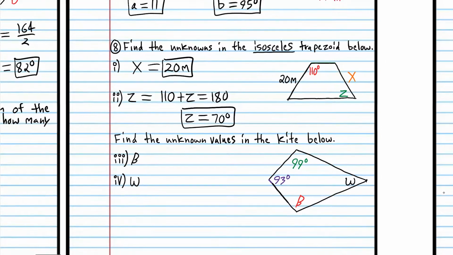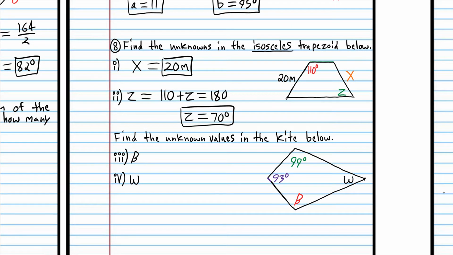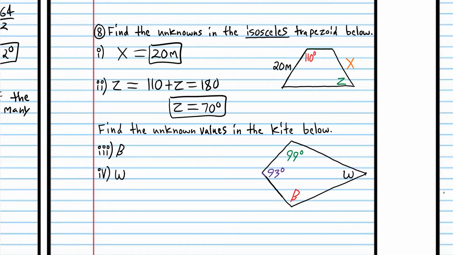All right, so now we're dealing with a kite. Tells us that shape down there is a kite. And we learned a theorem that says that the angles between non-congruent sides are congruent. So beta must be equal to 99 degrees. That's pretty easy.